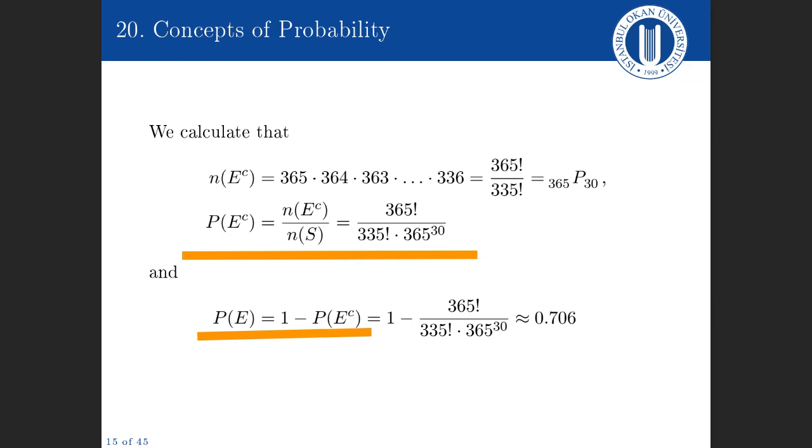And when we get our calculator out and we calculate this, it's approximately 0.706. That means if we have a class of 30 students, the probability that 2 or more students have the same birthday is approximately 0.706, or approximately 70.6%.